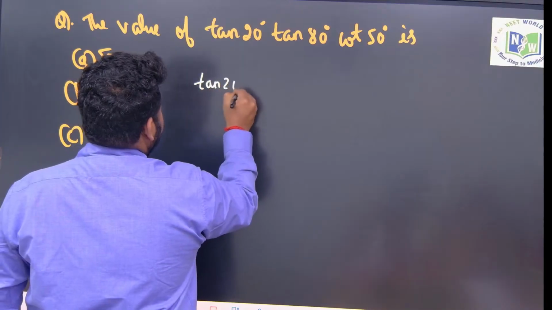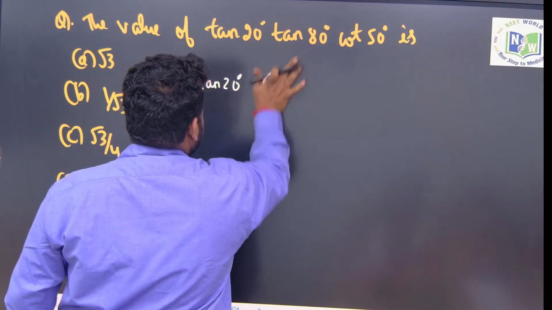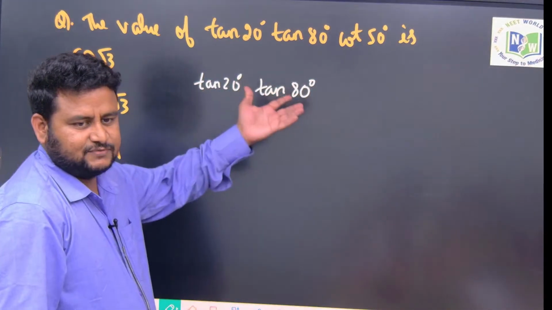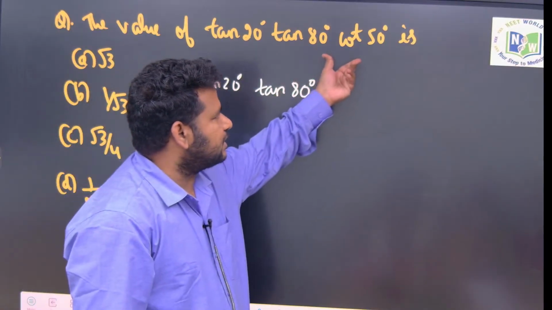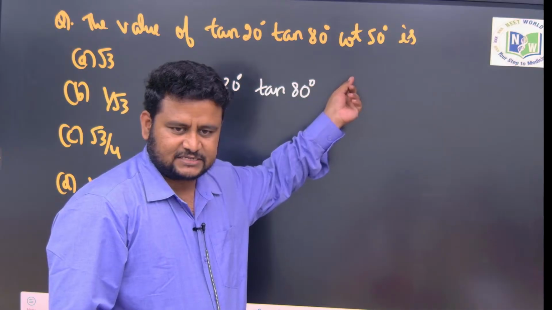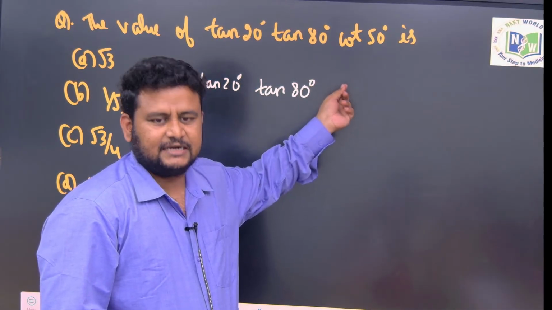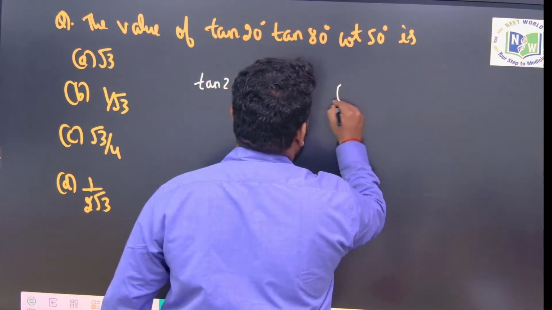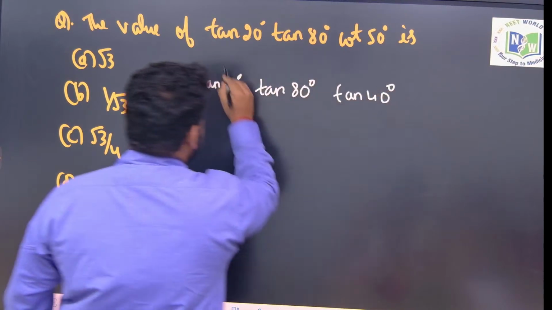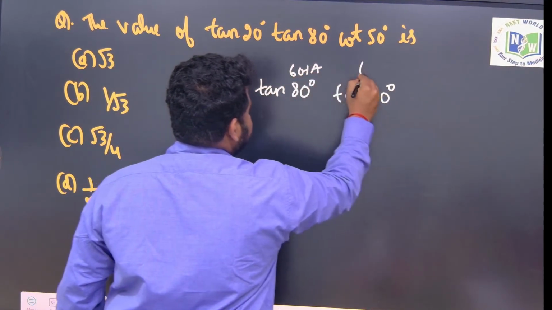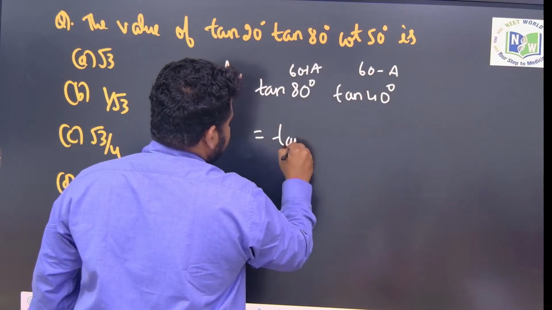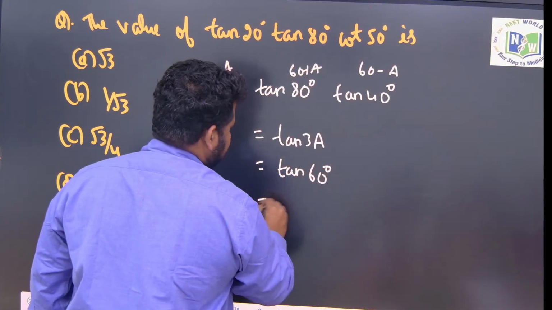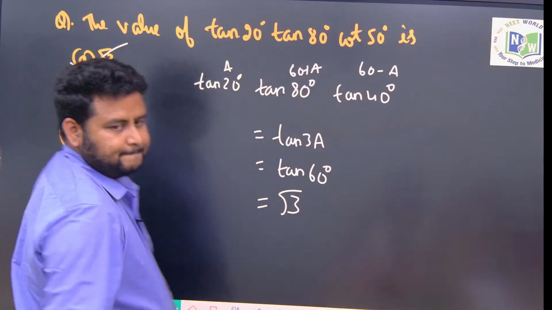Now see here, tan 20, this is tan 80, and cot 50 is there. Whenever we get it like this, we will take complementary angles. Cot 50 can be written as cot(90 minus 40). Cot(90 minus theta) is tan theta, so that will be tan 40. Now this is a, this is 60 plus a, this is 60 minus a. So the answer is tan 3A, that is tan of 3 into 20, which is tan 60 degree. Tan 60 degree is root 3. That is option A. Clear?